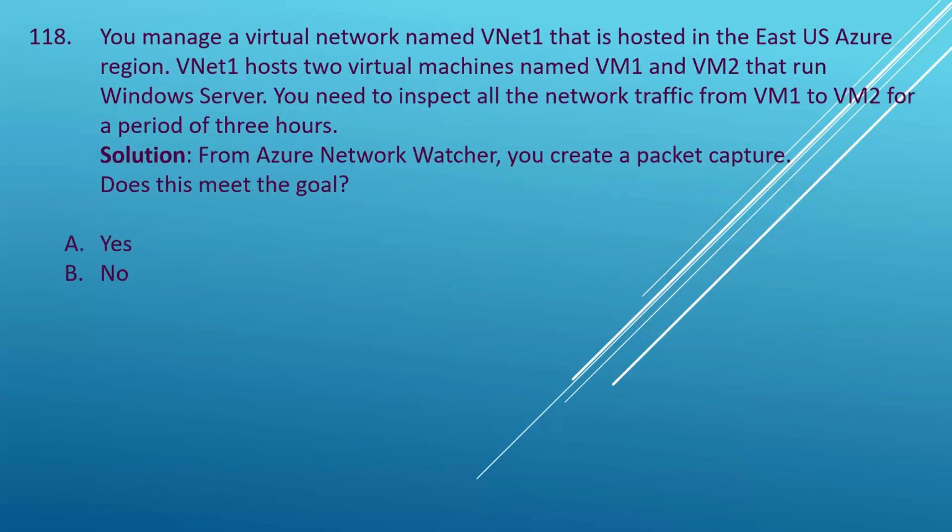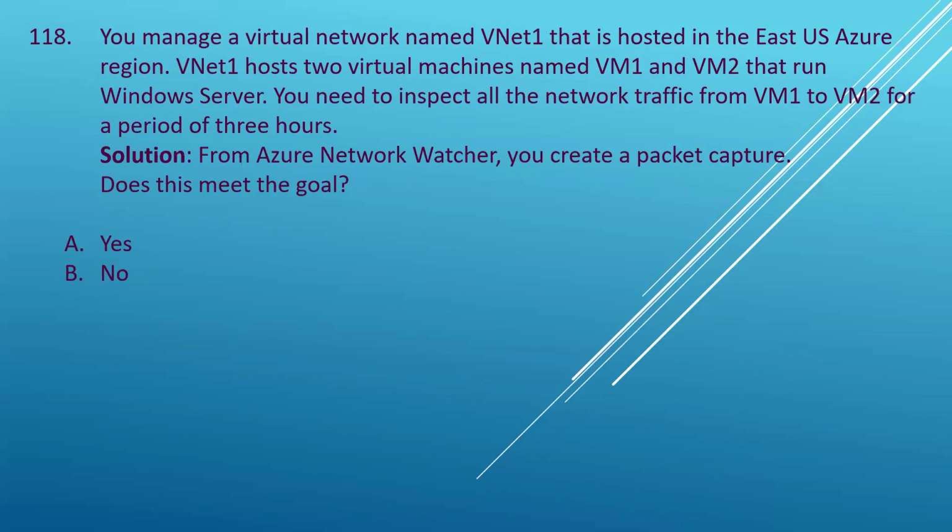Next question. You manage a virtual network named VNet1 that is hosted in the East US Azure region. VNet1 hosts 2 virtual machines named VM1 and VM2 that run Windows Server. You need to inspect all the network traffic from VM1 to VM2 for a period of 3 hours. The solution you provide is from Azure Network Watcher, you create a packet capture. Does the solution meet the goal? You need to choose between yes or no.